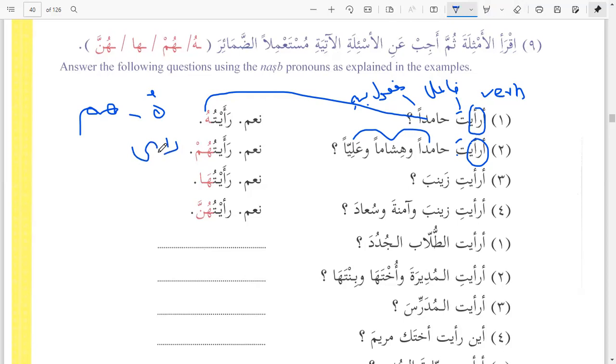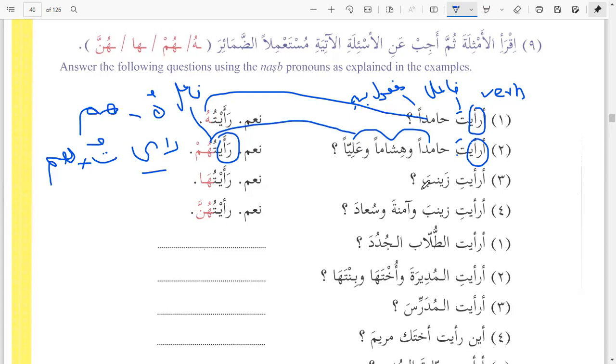Ra'a is the verb here. Tu is fail, the subject. And hum is the object, maf'ul bihi. Ra'aituhum. Whom are we using it for? Hamidan, Hishaman, Aliyan. Yes, I saw them.